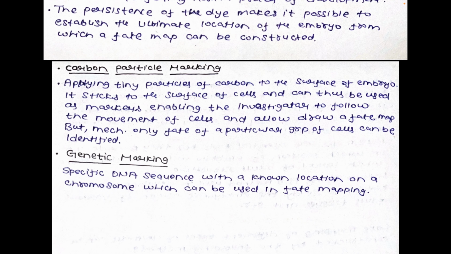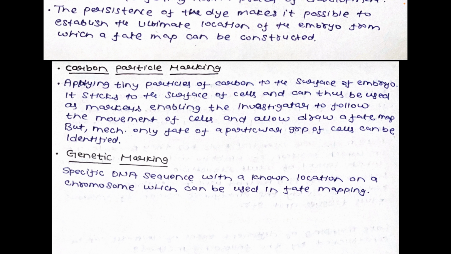The methods we have seen were natural marking and artificial marking. In natural marking, we use the embryo's own pigment, for example the yellow muscle-forming cytoplasm of the ascidian egg. In artificial marking, where nature gives no color, we have seen vital dye staining, carbon particle, and genetic marking.